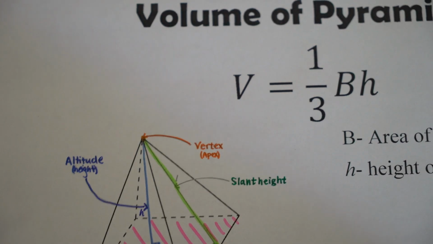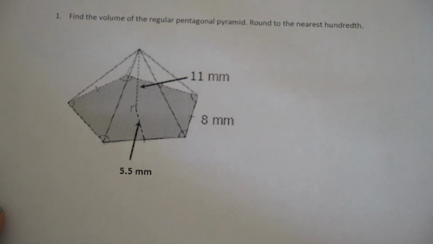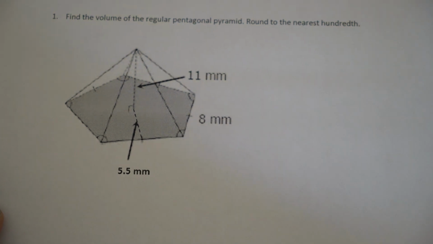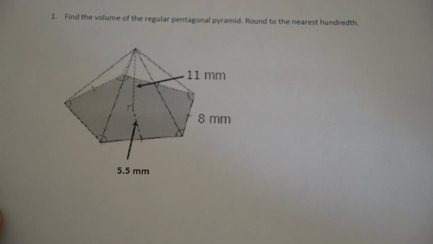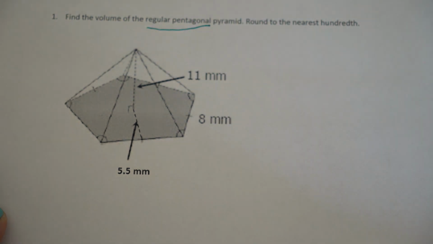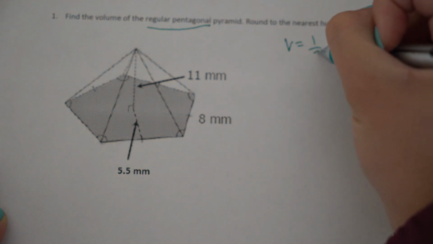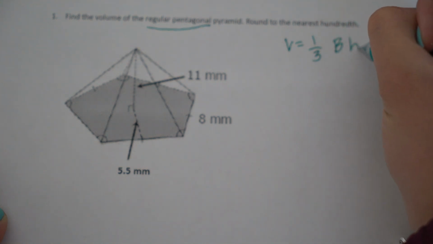So let's do an example for finding the volume of a pyramid. We want to find the volume of this regular pentagonal pyramid, and we want to round to the nearest hundredth. So let's keep these words in mind: regular pentagonal. Again, to find the volume, it is 1/3 times the area of the base times the height. So we need to find the area of the base and we need to find the height.